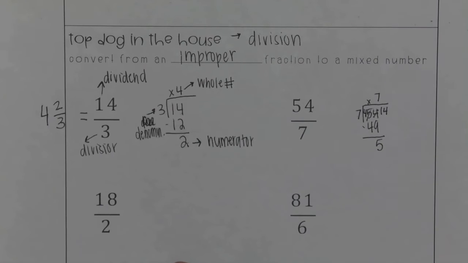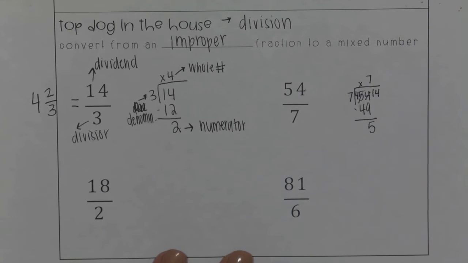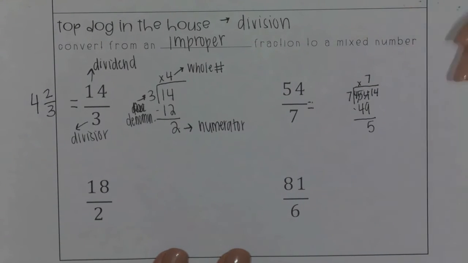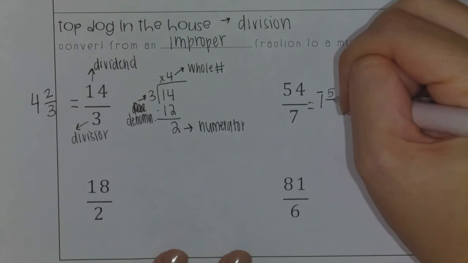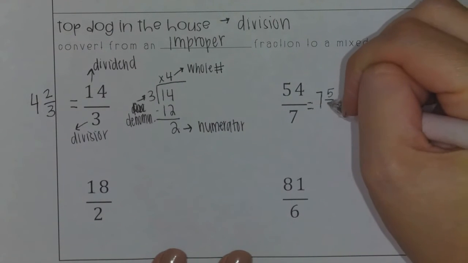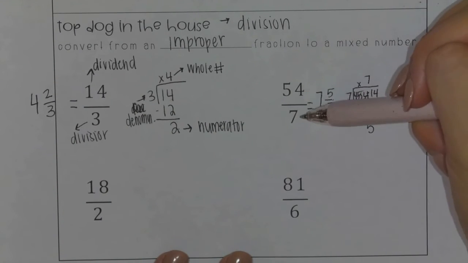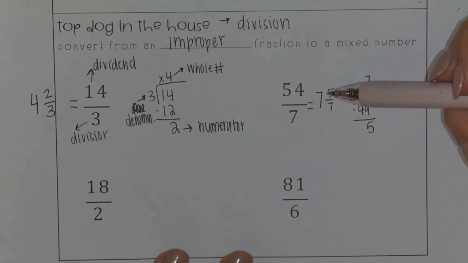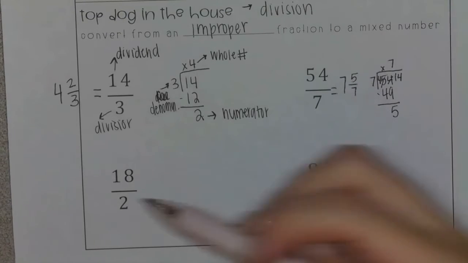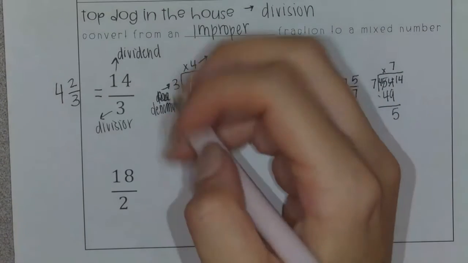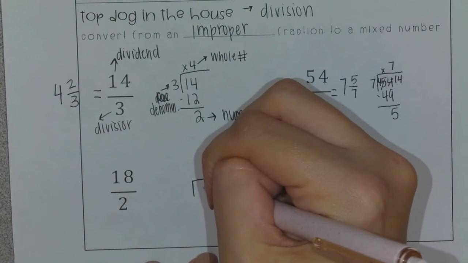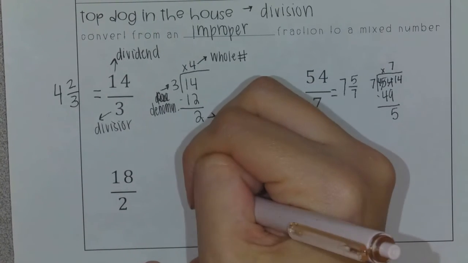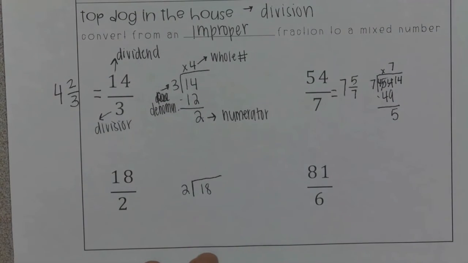And again, I don't use decimals when I create fractions, so I'm done dividing. I'm going to make my quotient the whole number, so 7. The remainder becomes the numerator, so 5, and my denominator stays the same, 7. So 54 sevenths as a mixed number is 7 and 5 sevenths. I have our next one, 18 over 2, or 18 halves. So 18, since it's my numerator, becomes my dividend. 2, because it's the denominator, is the divisor.